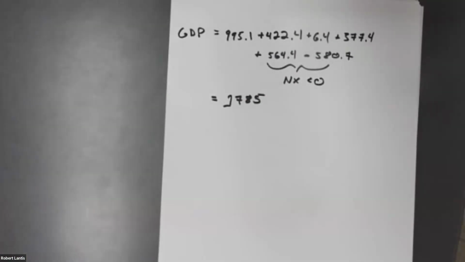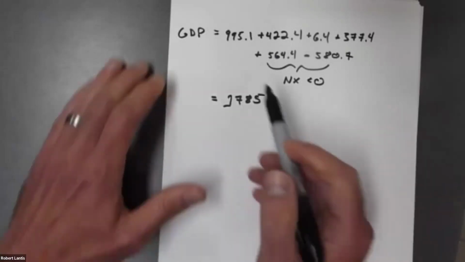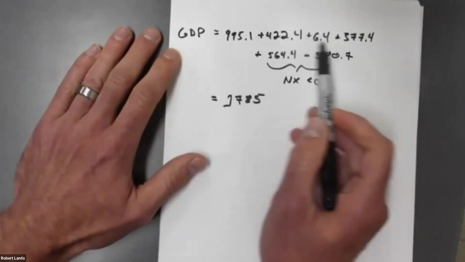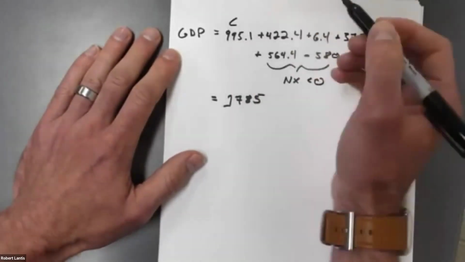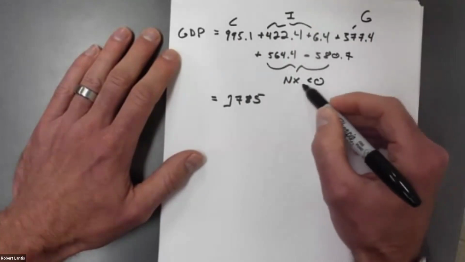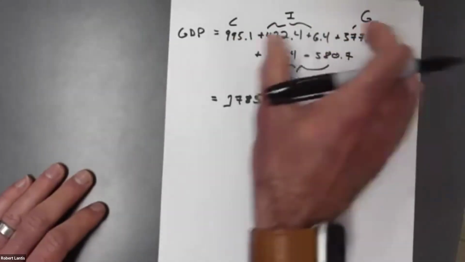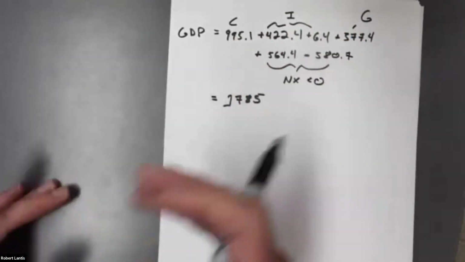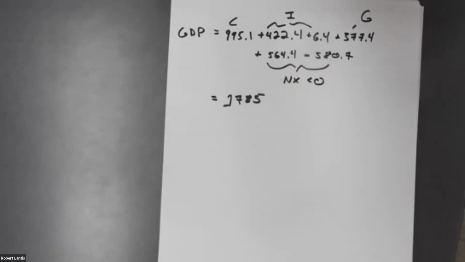Now just to make a point, we'll go through this more in depth when we look at the expenditure or income approach. But if I ever told you the GDP and I left out one of these categories, whether that was C, I, G, or net exports, if I know three of these and I know GDP, I can always find the fourth, right? One equation, one unknown.